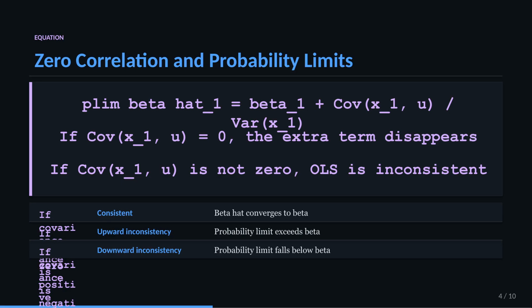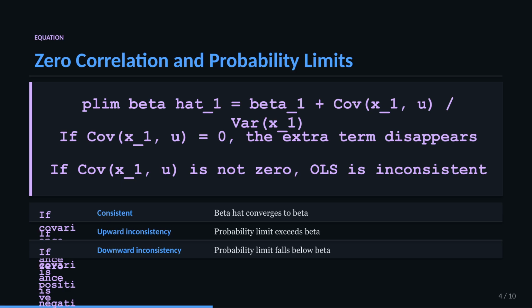The probability limit formula makes this intuitive. In the simple case, the probability limit of beta hat 1 equals beta 1 plus the covariance between x and u divided by the variance of x. If x and u are uncorrelated, that extra term vanishes and OLS is consistent. If x and u are correlated, the estimator converges to the wrong number. So asymptotics does not rescue bad identification. It only tells us where the bad estimator is heading.